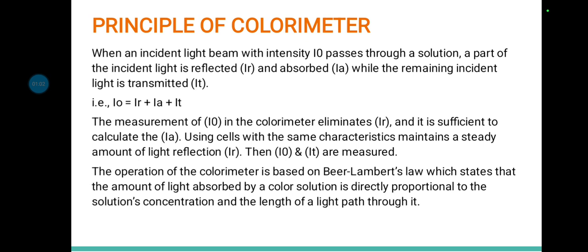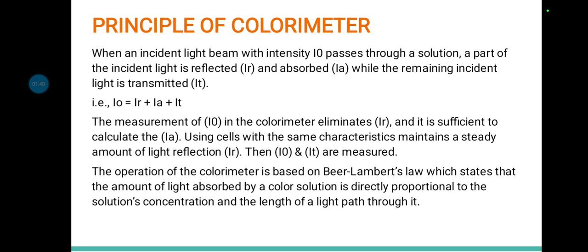Coming to the principle of the colorimeter, when an incident light beam with intensity I0 passes through a solution, a part of the incident light is reflected, IR, and absorbed, IA, while the remaining incident light is transmitted. So it can be written as an equation: I0 is equal to IR plus IA plus IT. The measurement of I0, that is the incident light in the colorimeter, eliminates IR, that is the reflected light, and it is sufficient to calculate IA, that is absorbed. Using cells with the same characteristics maintains a steady amount of light reflection.